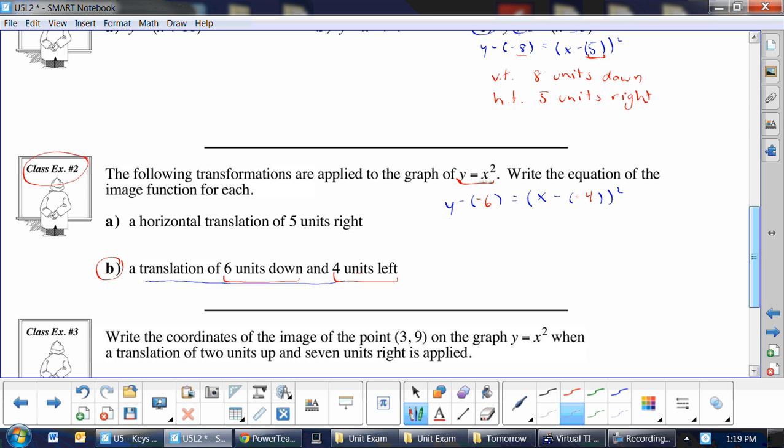And so when this is a question on a test or something, we would like you to put it in a more simplified form, right? So you can start with this, but then write as your final answer, y plus 6 equal to x plus 4 squared. But if you don't start with it like this, there's a good chance that somewhere on that test you're going to flip a negative and a positive, right? Exactly.